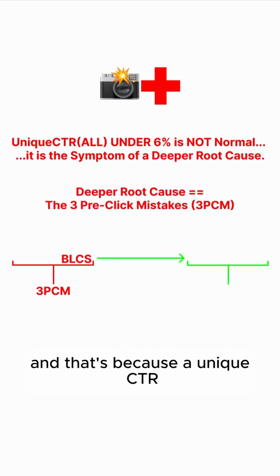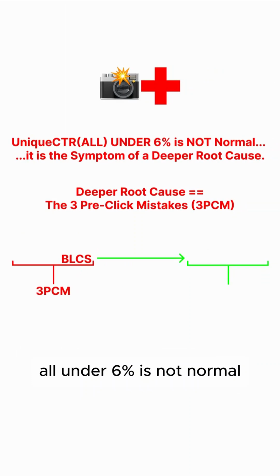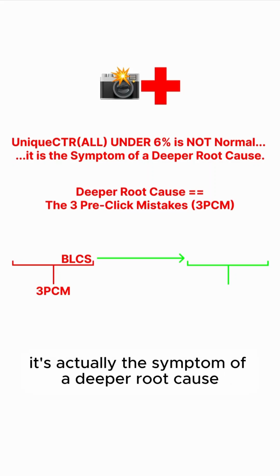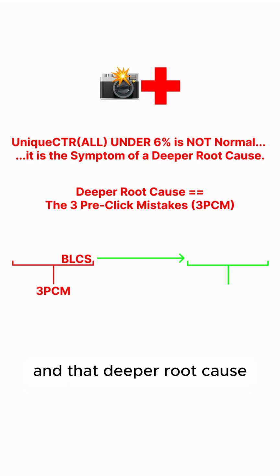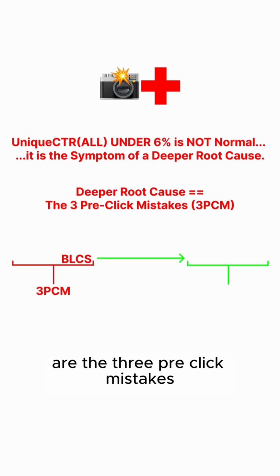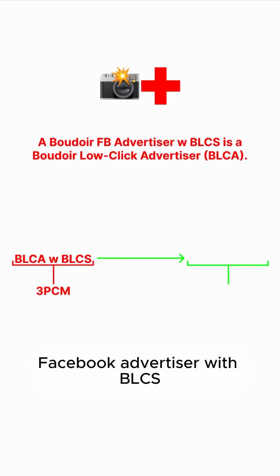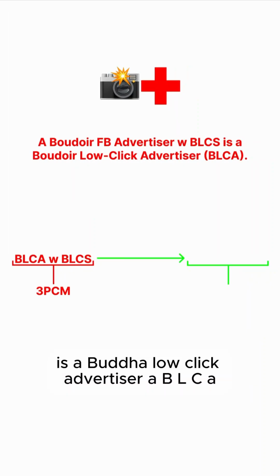And that's because a unique CTR all under 6% is not normal. It's super common. I see it everywhere, but it's not normal. It's actually the symptom of a deeper root cause. And that deeper root cause are the 3 pre-click mistakes. We also know that a Boudoir Facebook advertiser with BLCS is a Boudoir low-click advertiser, a BLCA.